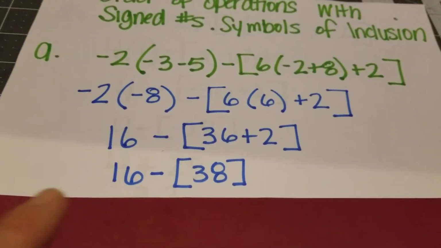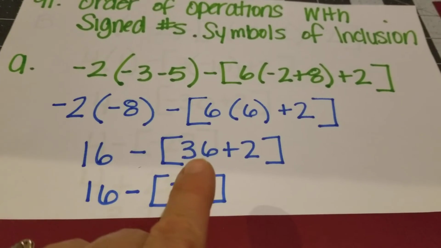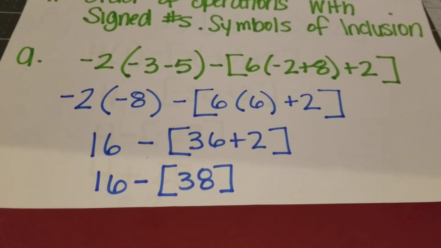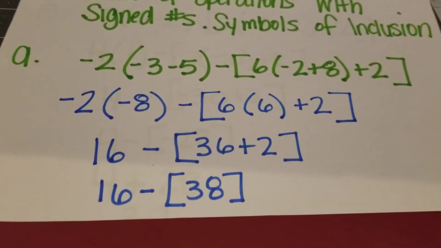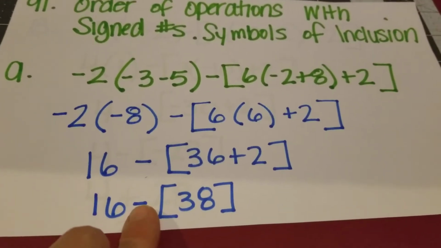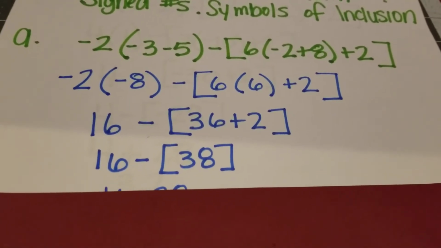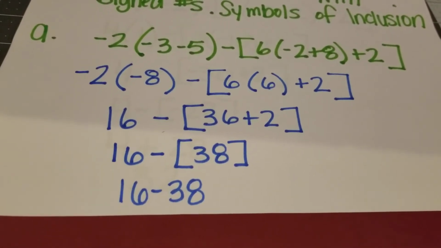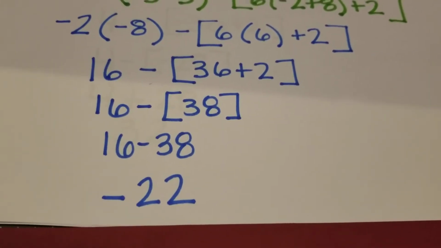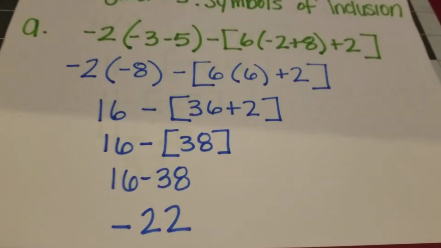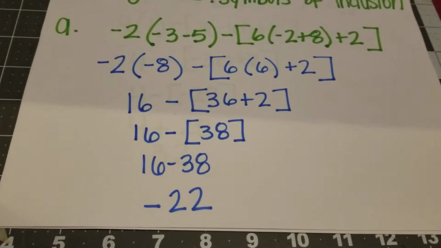Okay, 16 minus. There's nothing else I can do with the 16, so I have to go deal with this bracket. 36 plus 2 is 38. Okay, I kept it. You could have lost it at this point because there's nothing else and you've already got your subtraction sign, but I kept it. Okay, so you've got 16 minus 38. I just rewrote it just so that you could see it in a different way, is equal to -22. Okay, so again, that's the whole problem. Make sure it's in your notes.